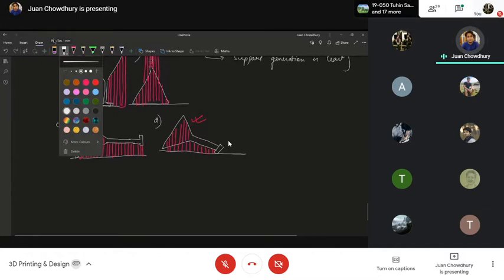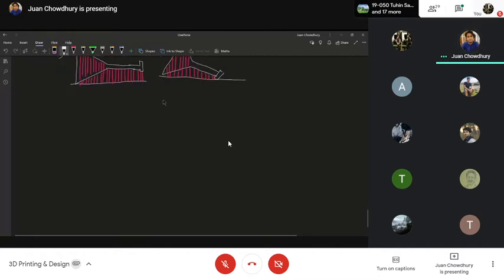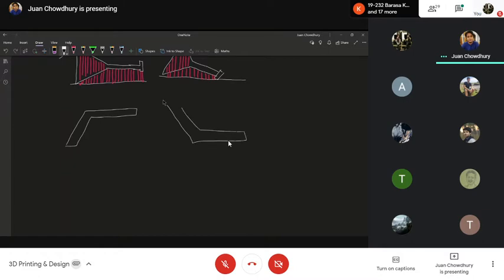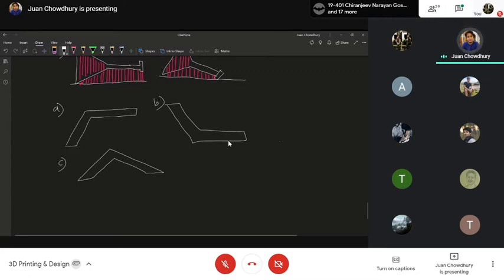Okay, let's take another example. I have to manufacture this plate. Within these three orientations, which one do you think will be the most optimum? Again, we draw the line and consider an FDM process.